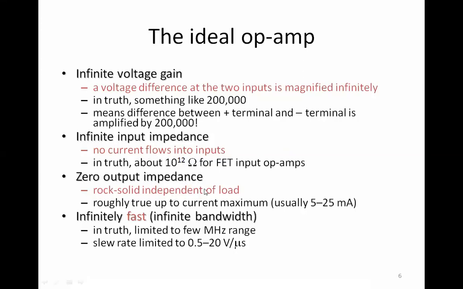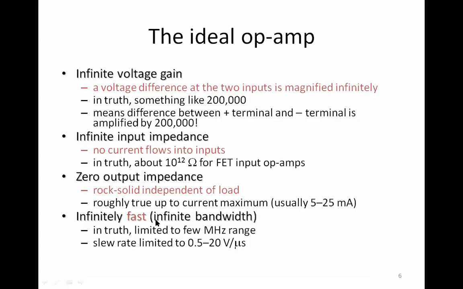Next, you have zero output impedance, which means rock solid, independent of load. So either there is a load or not, you're going to get a proper output. There is not going to be any disturbance on the output side because there is no impedance at all. It is a zero output impedance, which means there is no resistance. You can say that it is 0 ohms. Roughly true up to the current maximum, usually 5 to 25 milliamps. That should be the maximum level of current.